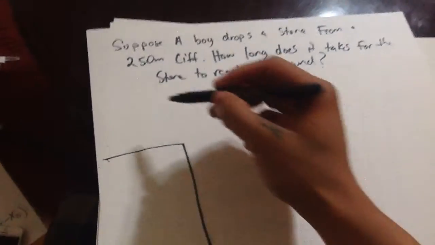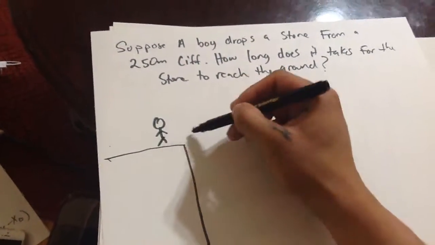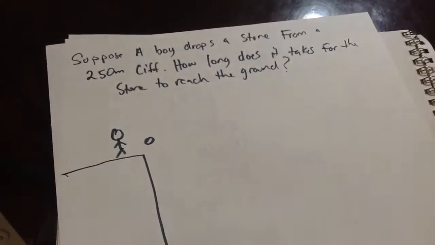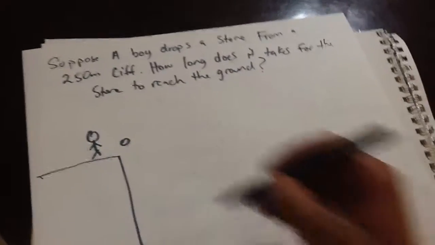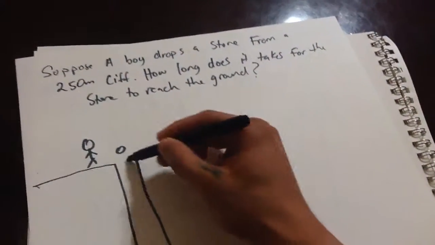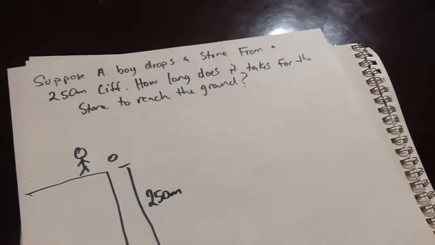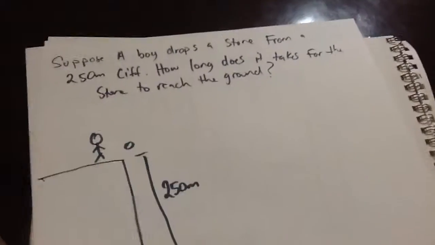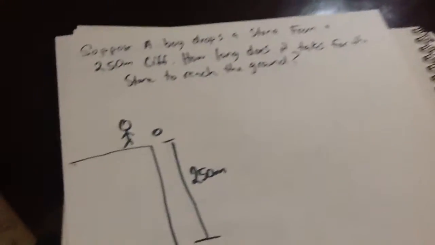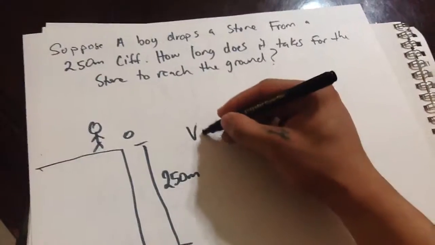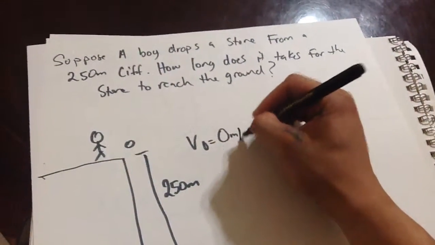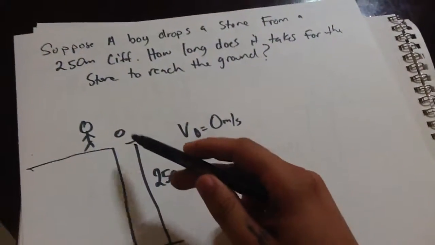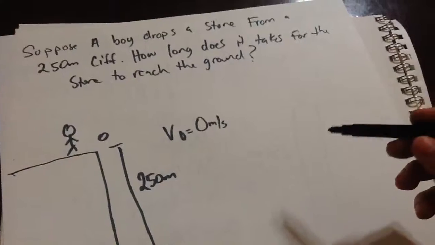Here's the cliff. The boy drops a rock. From the problem, it gives you that the cliff is 250 meters. So from here to down here, it's 250 meters. Even though the problem does not give you the initial velocity, you automatically know that the initial velocity would be 0 meters per second. The initial velocity is 0 because at this point the stone does not move at all. Therefore, the initial velocity is 0.